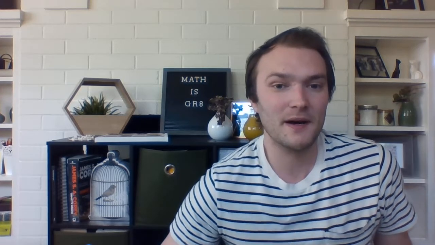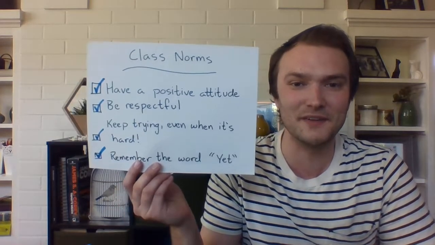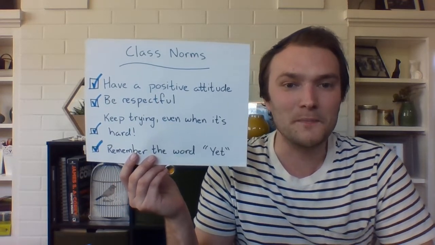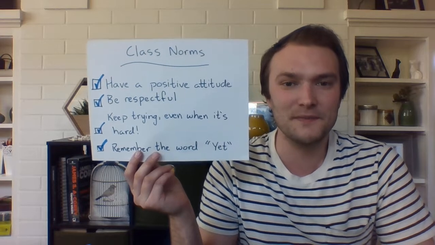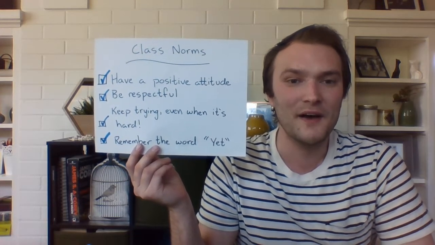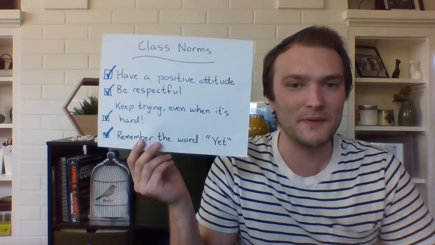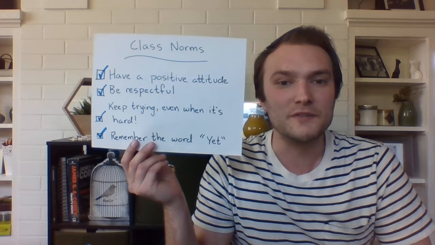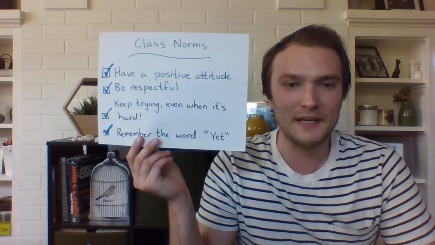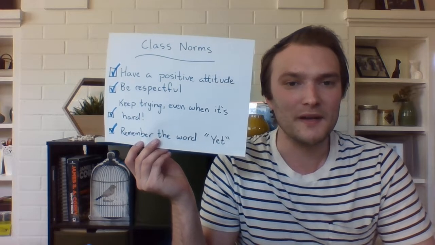Before we get started, I want to just go over our class norms again real fast. Even though we're distance learning, we can still have some norms. So during this time, we're going to try and be positive. We're going to be respectful of those around us, whether that's family members or anybody else who we're interacting with during this time. We're going to keep trying in our work, even in those moments where it's hard. And we're going to try and remember the word yet.